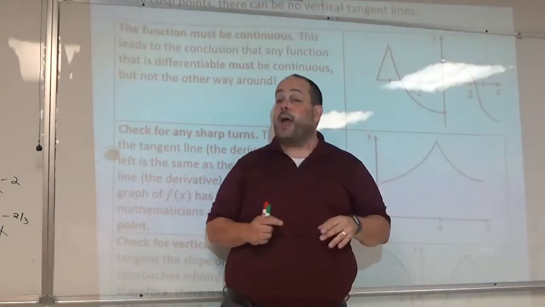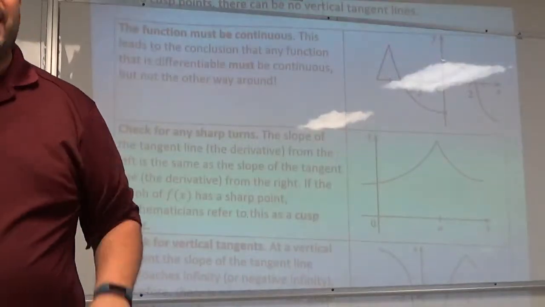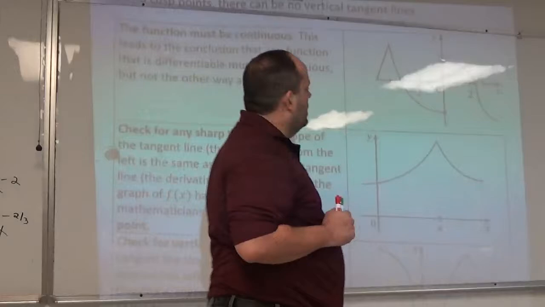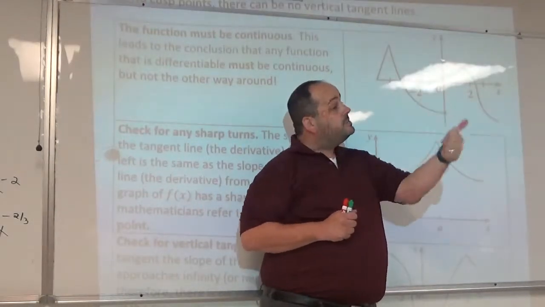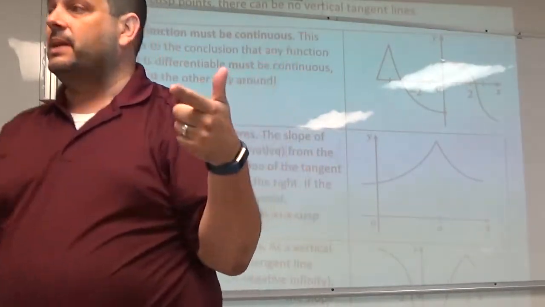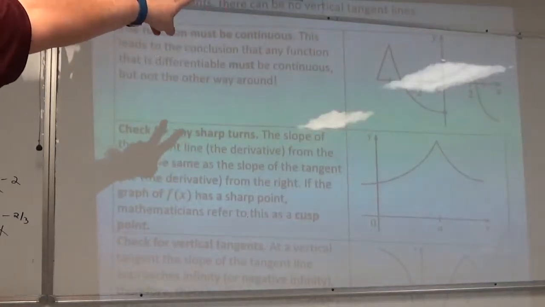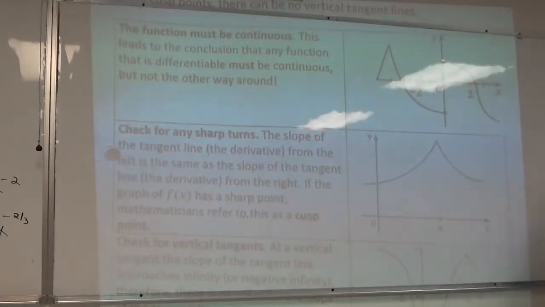Anywhere else on this graph where it will not be differentiable? There's another place. Sylvia? X equals 0. Why? Because the function is not continuous there. To be differentiable, you have to first be continuous. Okay, talk to somebody near you, explain to them the two places where this graph fails to be differentiable and why. Have a quick conversation.